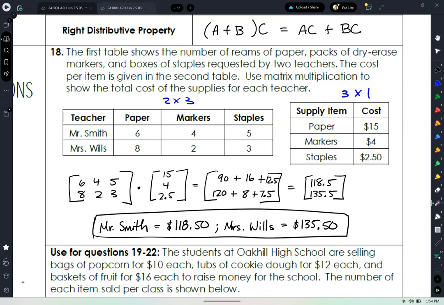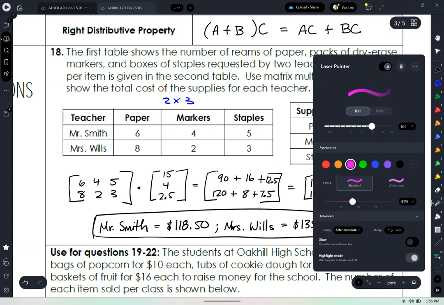All right, here we go. Take a look. See how you did. All right, Mrs. Smith got $118.50. Mrs. Wells spent $135.50.